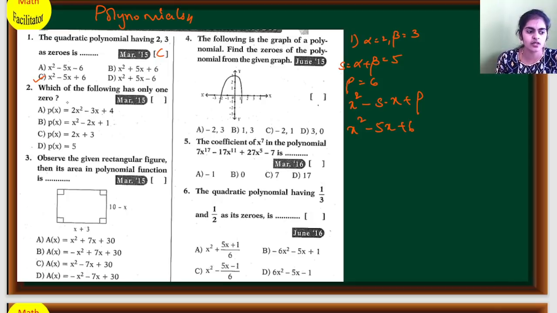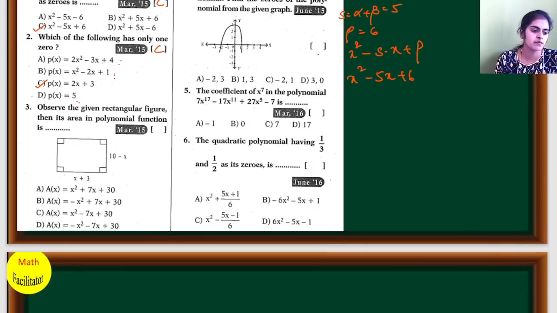Which of the following has only one zero? Which will have only one zero? Linear polynomial will have only one zero. All others, these are quadratic and this is constant. Okay. Observe the rectangular figure and find the area.